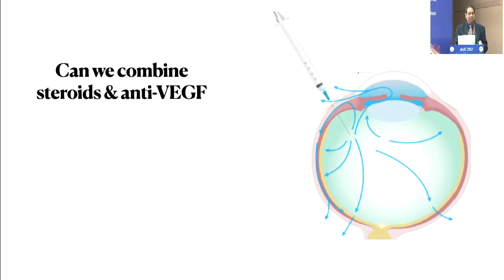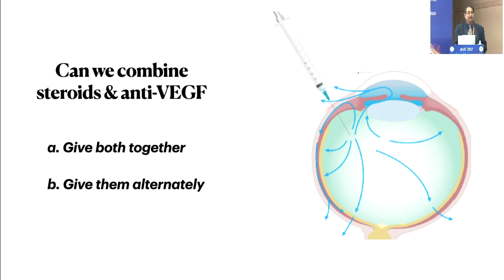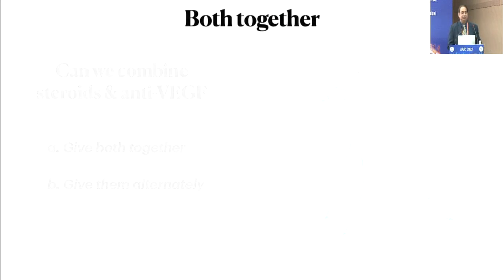So can we combine steroid and anti-VEGF, and is there any evidence for that? There is evidence. People have tried giving both together. They've also tried looking at whether we can give it alternately: give one month steroid, then change to anti-VEGF, then change to steroid. Let's see what the evidence tells.